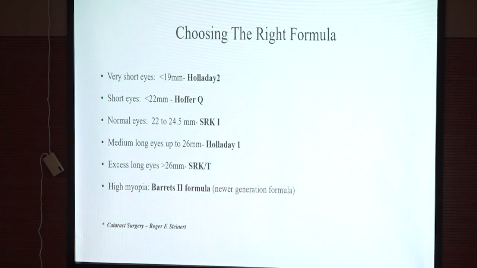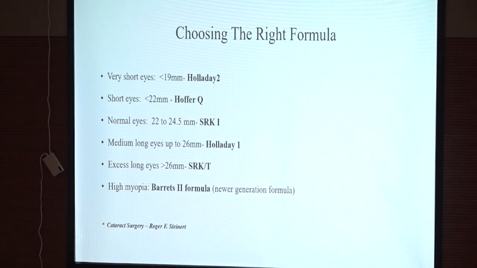So just to conclude, which is the right formula that you should use? If your axial length is in the normal range of 22 to 24.5 millimeters, it doesn't matter which formula you are using because all of them are going to provide you the same IOL power. In very short eyes, which is less than 19 millimeters, the Holladay 2 provides a more accurate result. In eyes which are less than 22 millimeters, Hoffer Q provides a more accurate result. In eyes which are up to 26 millimeters, the Holladay 1 is going to provide you a better result. In excessively long eyes, which is more than 26 millimeters, the SRK-T will provide you a better result.